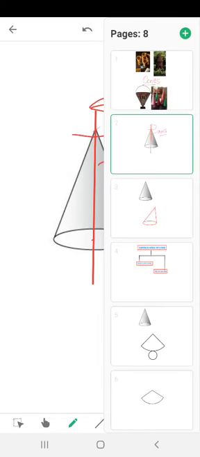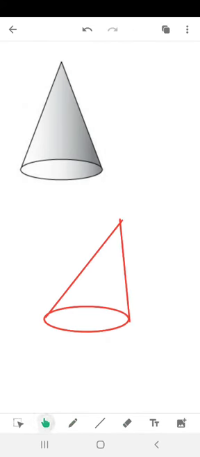Now look at these two cones. Both of them are cones, but they seem a little different from each other. One of them is a right circular cone and the other one is an oblique cone, or not a right circular cone. So tell me which one is the right circular cone? Oh yes, this one is the right circular cone. And now how will you identify it?